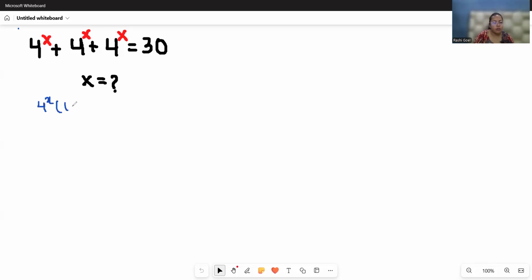So if I'll take the 4 power x as common, so 1 plus 1 plus 1 equal 30. So 4 power x times 3 equal 30. Now if I'll divide both sides by 3, so 4 power x equal 10.